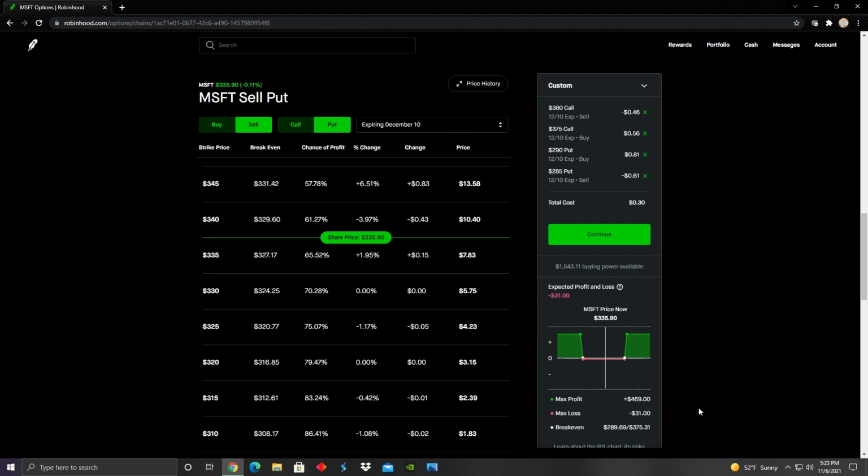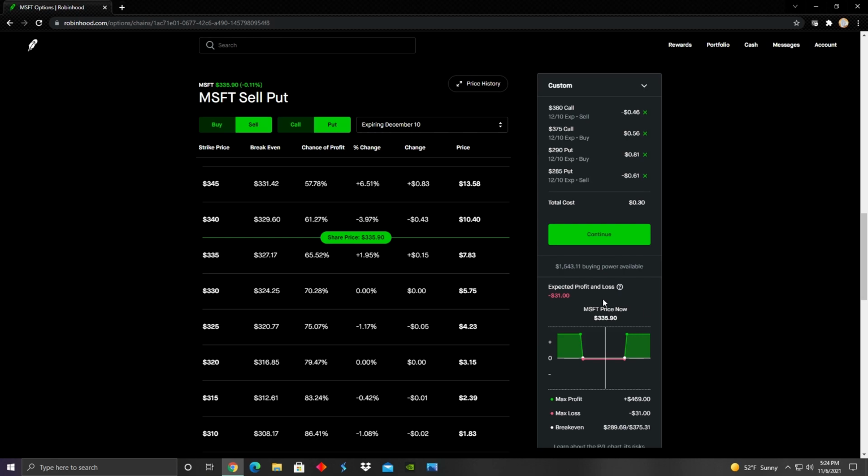And so whenever somebody opens up a long iron condor, they're essentially betting against a second party who is opening up a short iron condor. So if the person who opens up the long iron condor wins, that means that the person who opened up the short iron condor essentially lost the $469. And if the person who opened up the short iron condor wins, then the person who opened up the long iron condor basically loses their total cost of $31.